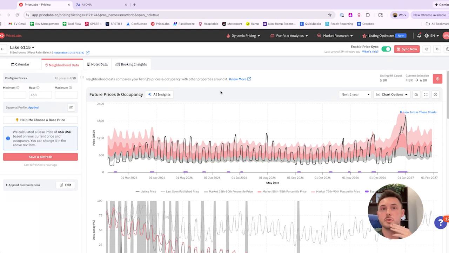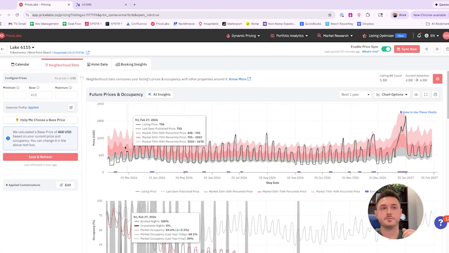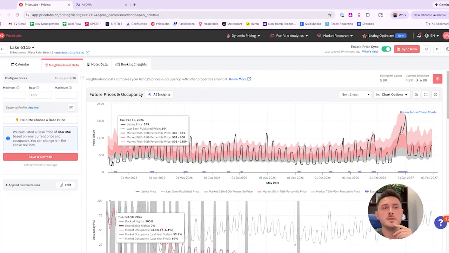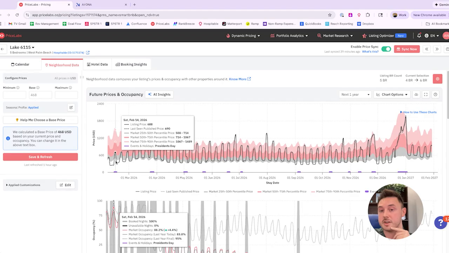But there are a couple of really interesting tools here. I'm going to start with this first one: future prices and occupancy. What this is telling us is how we're priced over the next 12 months compared to the market. Looking at this chart, the bottom of this gray line is the 25th percentile. The top of the gray line is the 50th percentile. The top of this darker red line is the 75th percentile. And the top of this light red line is the 90th percentile. Comparing that to this black line, that's where our property is currently priced.